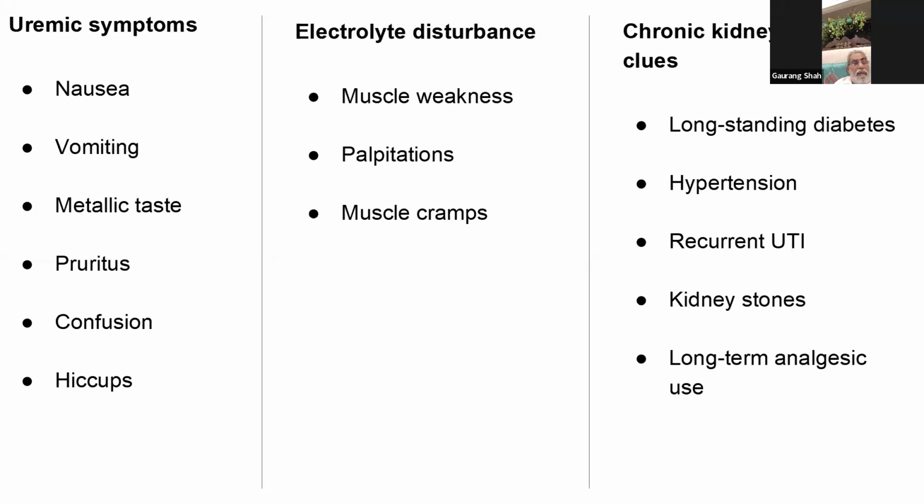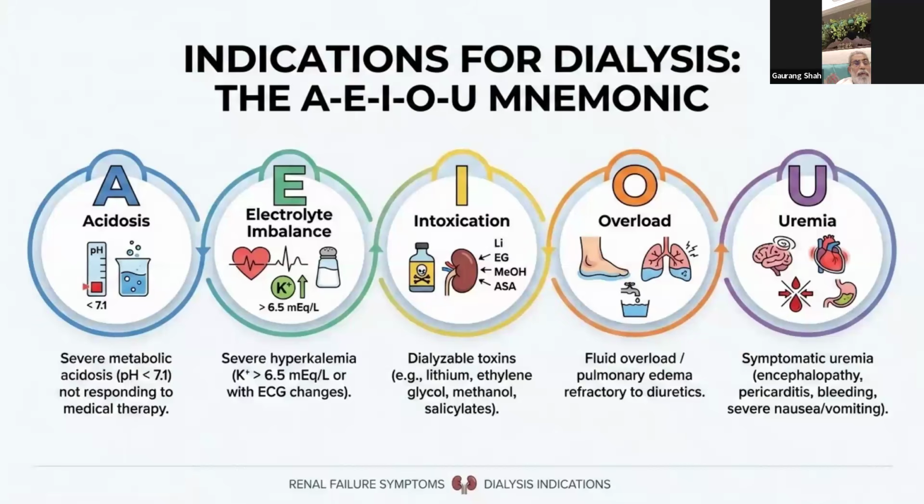I is infection, severe infection. O is fluid overload, and ingestion of toxins. U is uremia. A, E, I, O, U.